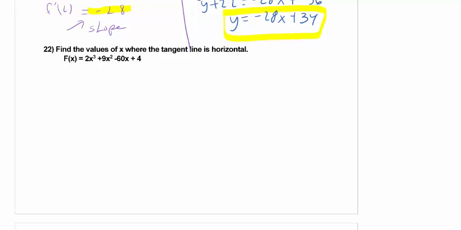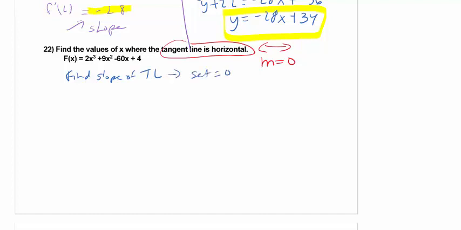22. Find the values of x where the tangent line is horizontal. Remember what the tangent line being horizontal, that means it looks like this, which means the slope is 0. So I have to find the slope of the tangent line and then set it equal to 0. That's what I'm doing. That means, back up, slope of tangent line means find the derivative. So go back to this problem.